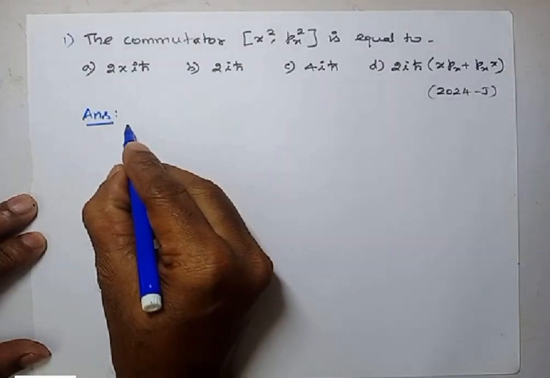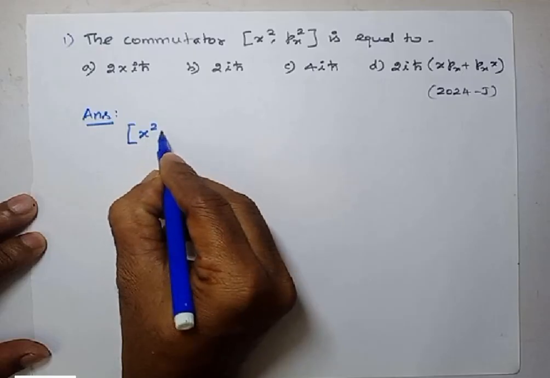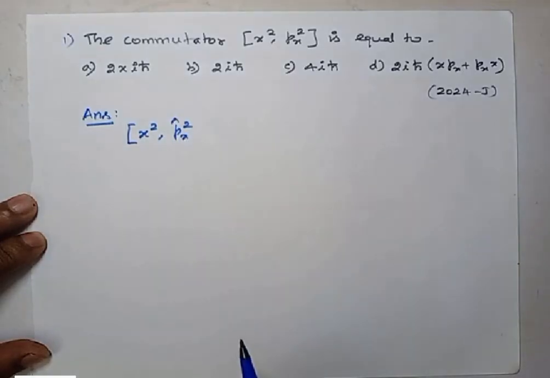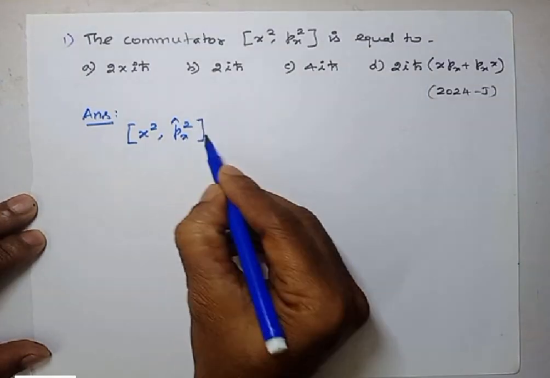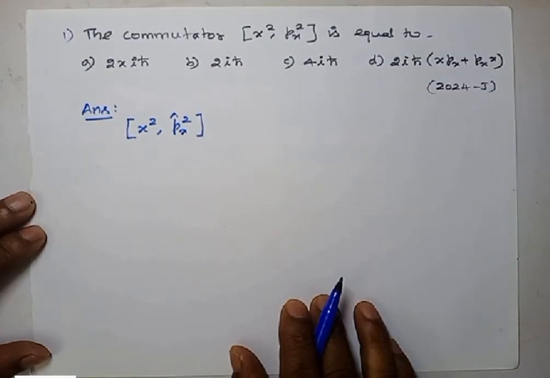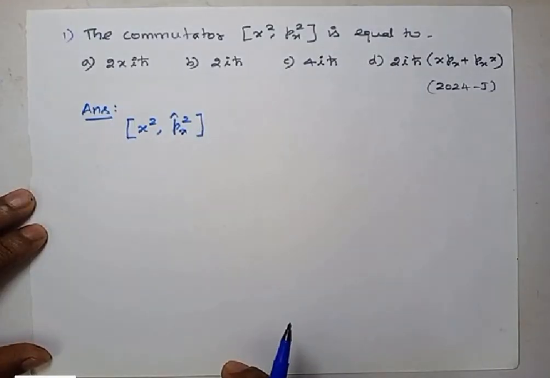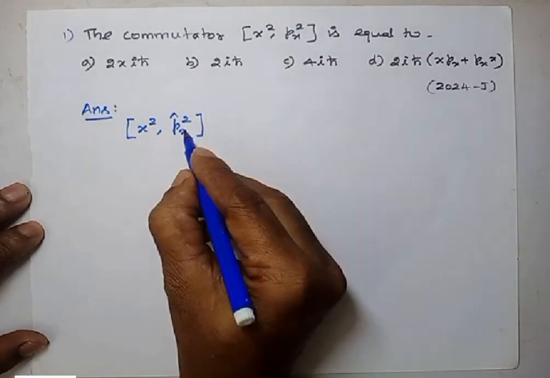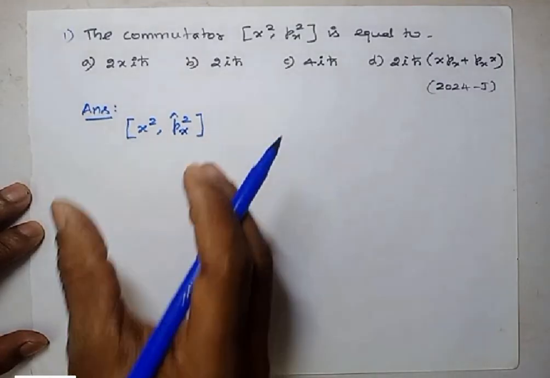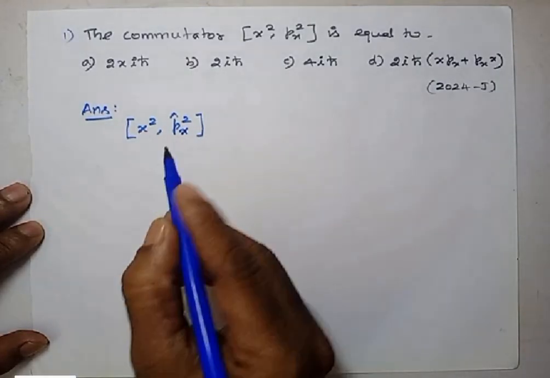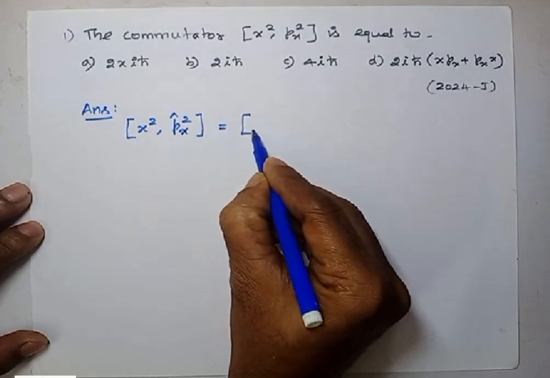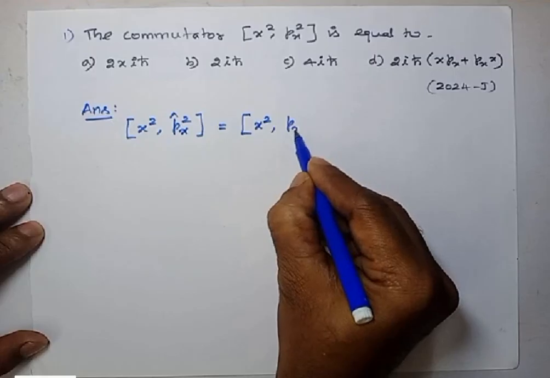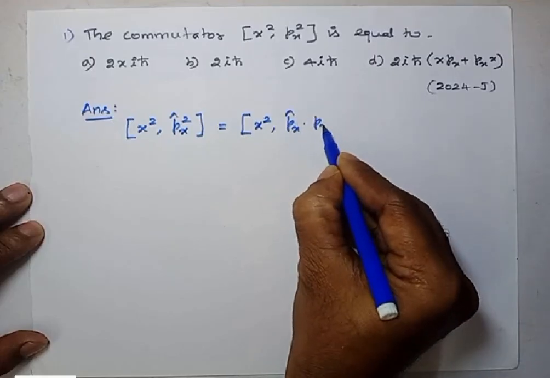See, the commutator asked here is x² and px². Actually, operators should be given, but it is not given. I have told you that for some operators, they are not putting the operator symbol nowadays. Now listen, how to solve this problem? It's very simple. You keep this x² as such and separate this px² into two operators like this, px into px.